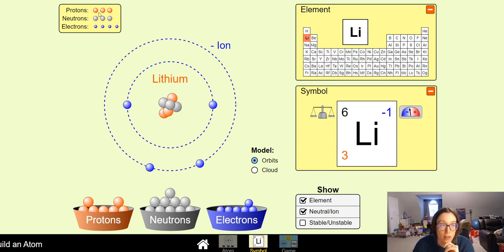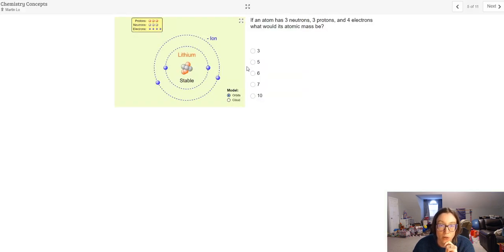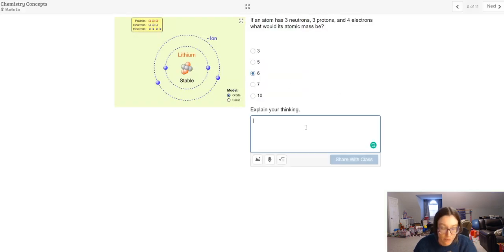And so we count the mass of the protons plus the mass of the neutrons. It's going to equal our atomic mass. So we have 3 protons and 3 neutrons, that equals 6 total. And so our atomic mass here is going to be 6. So it is the protons plus neutrons.